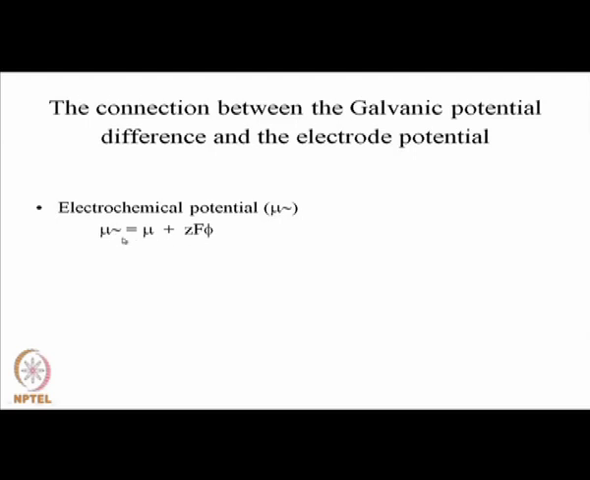So, mu tilde is equal to mu plus ZF phi. So, it is the electrical contribution because of the thing I just talked about, that is whenever you dip a metal, then electrons are lost from the metal to solution, and as a result of which there is a potential difference generated. So, it is the electrical potential. Okay. So, this electrical potential in combination with your chemical potential gives rise to electrochemical potential.